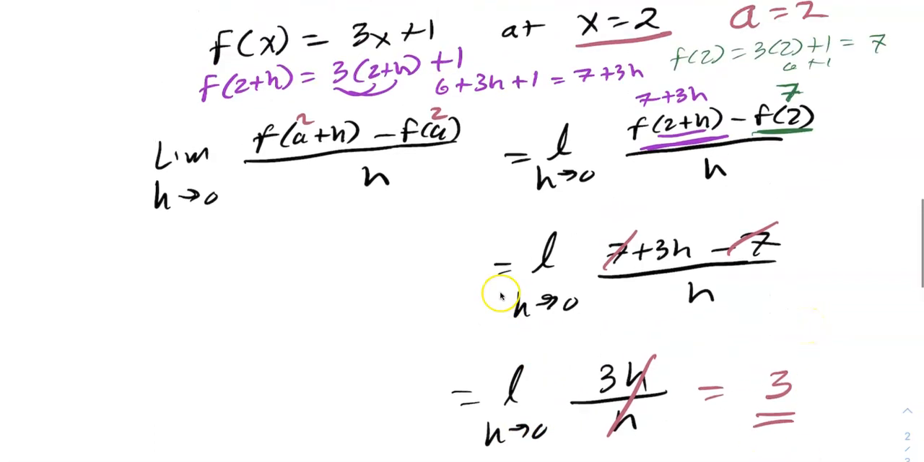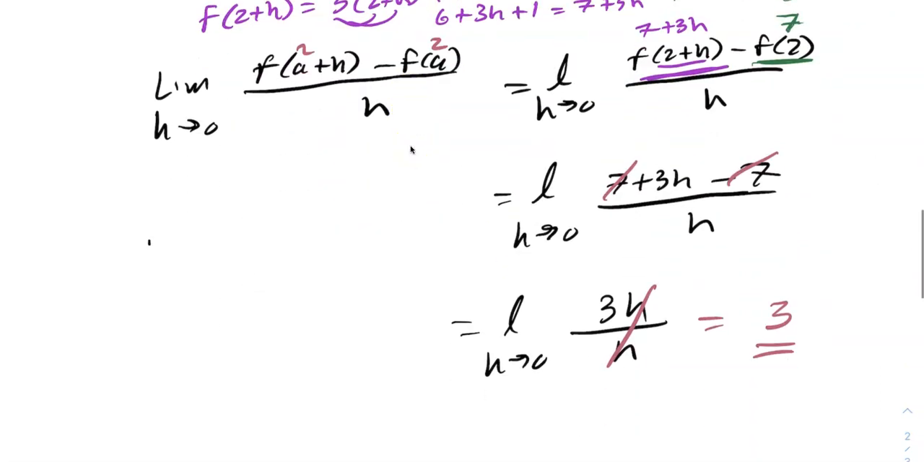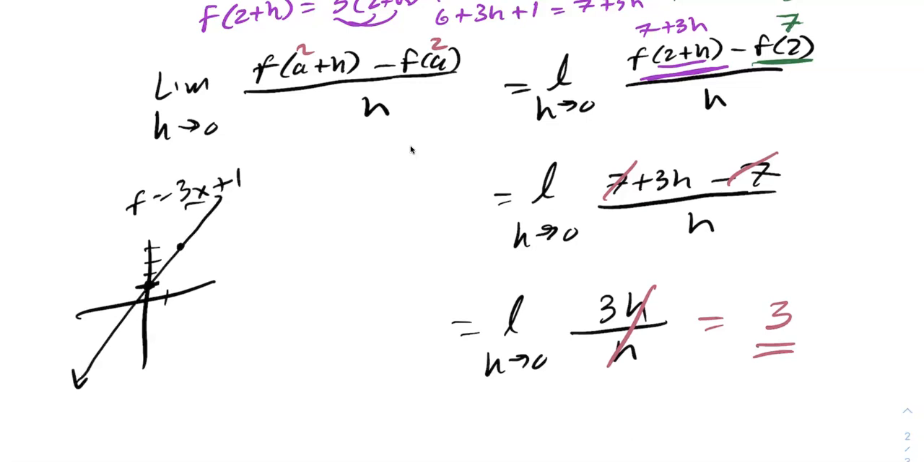And that makes sense if we look at the graph of 3x plus 1, right? The graph of 3x plus 1. So, y-intercept of 1, slope of 3, so 3 over 1. Graph like that. It's a constant line. The slope everywhere is 3. So no matter what point I pick, my slope is always going to be 3 because it's a line. And the slope of the tangent line is literally just the slope. Anyway, that's the lesson.